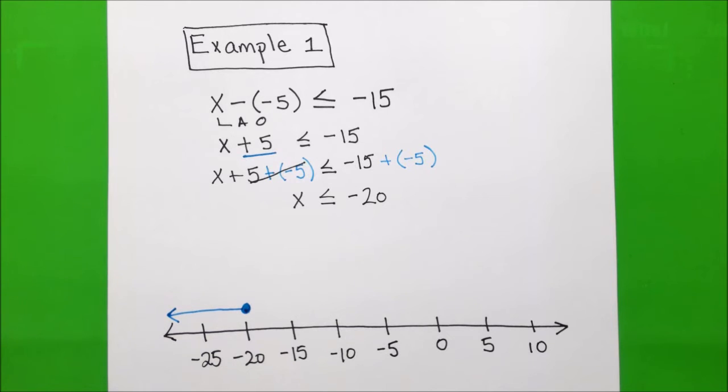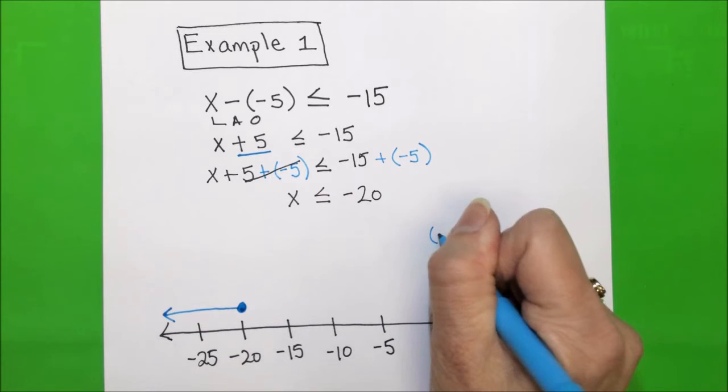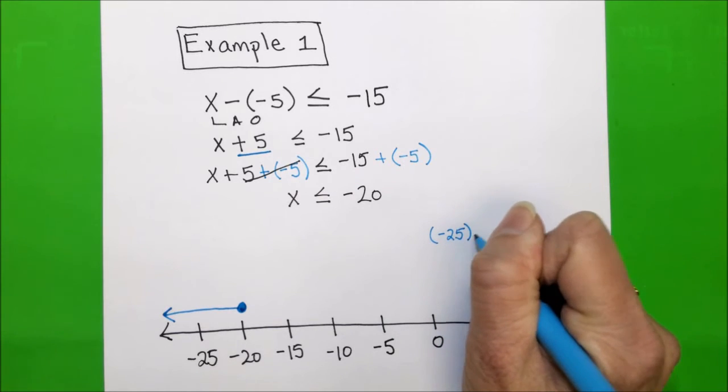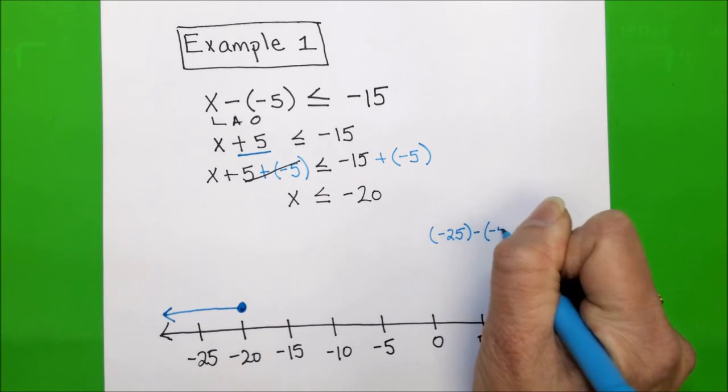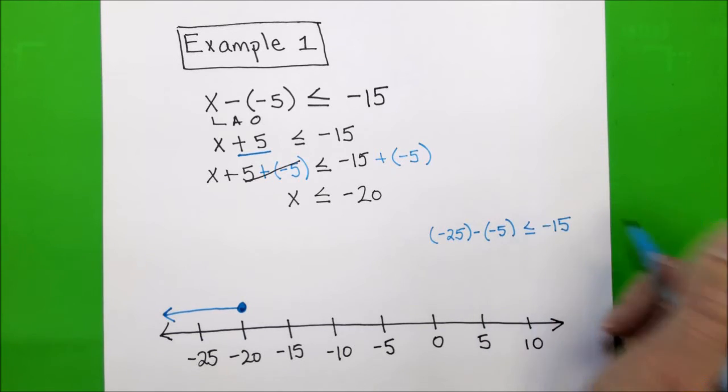If my solutions are correct, then I can take any of these on this side of my number line, substitute it in, and get the correct answer. So if I take, let's say, -25, and I come back up to the top, substitute in -25 minus -5 is less than or equal to -15.